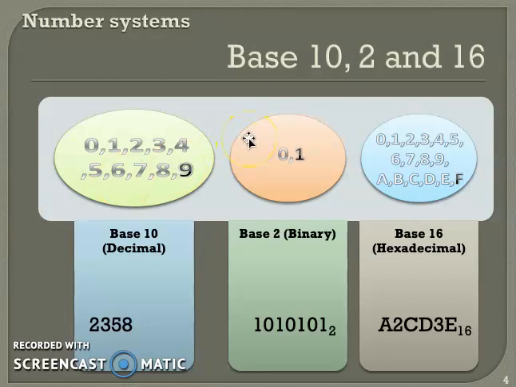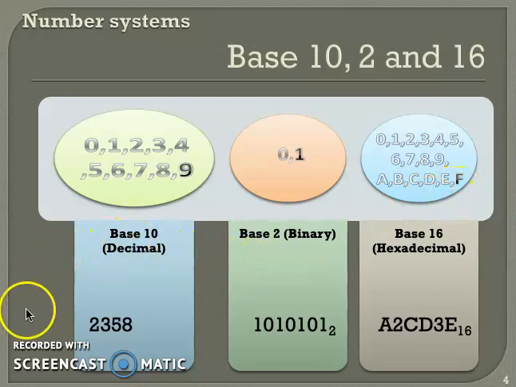The other number system that you've worked with is base 10. That's the decimal number system. In the decimal number system, we have the digits 0, 1, 2, 3, 4, 5, 6, 7, 8, and 9. In the binary number system, we have the digits 0 and 1. In the hexadecimal number system, you have the digits 0, 1, 2, 3, 4, 5, 6, 7, 8, 9, 10 is A, 11 is B, 12 is C, 13 is D, 14 is E, and 15 is F.